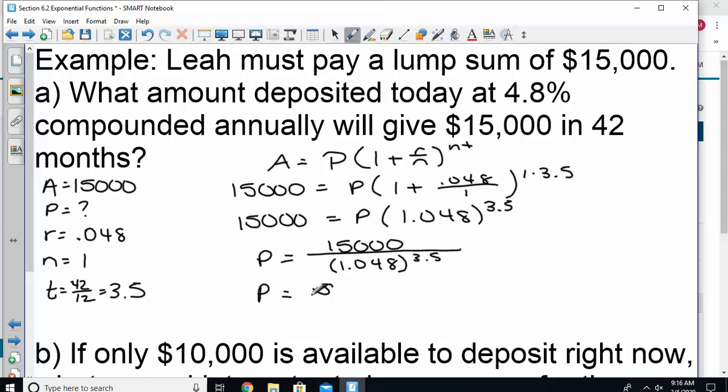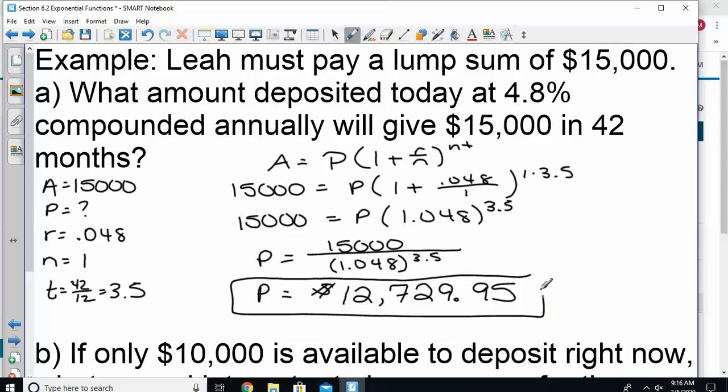And round to the nearest cent, we get $12,729.95, I believe. Which makes sense. If she's wanting 15,000, thinking she's going to start with 12,700, that seems reasonable. Did we get that? Part B.